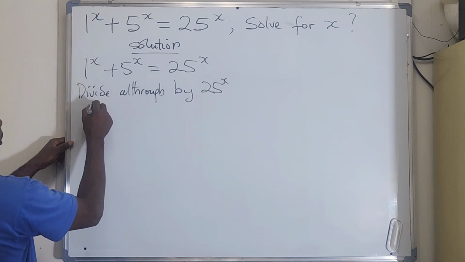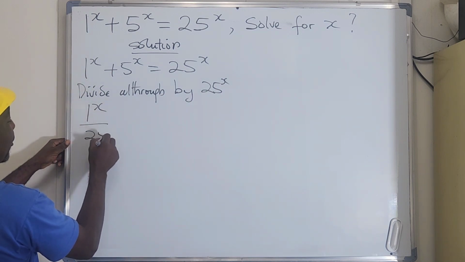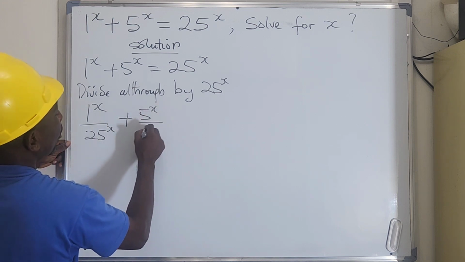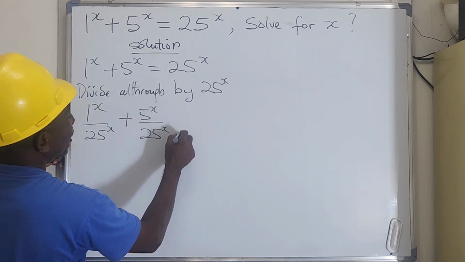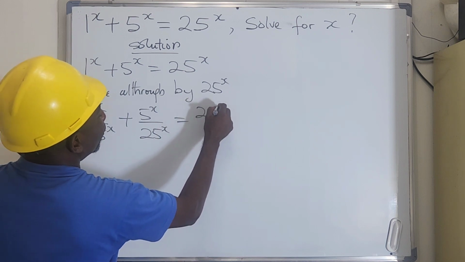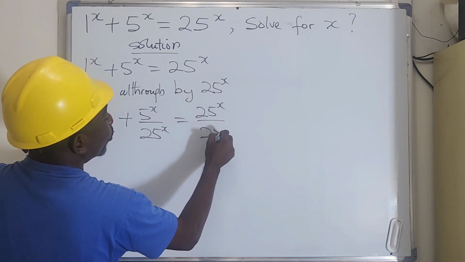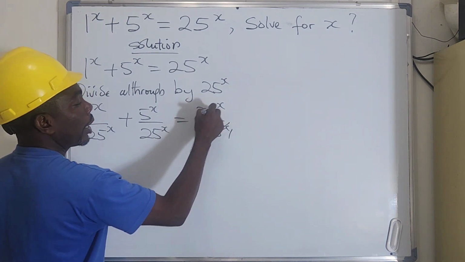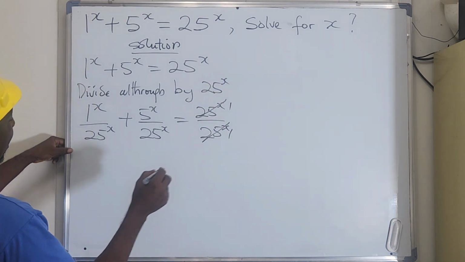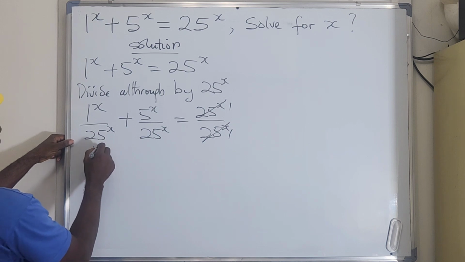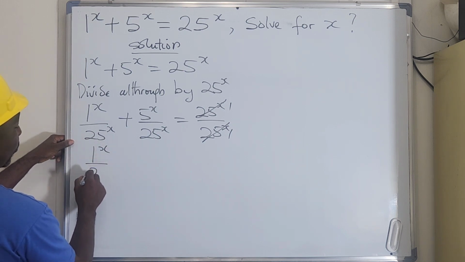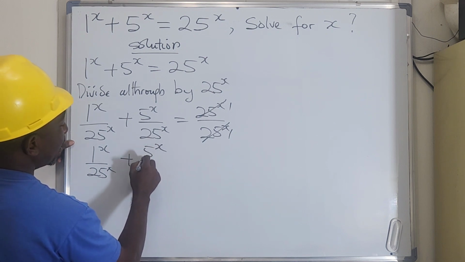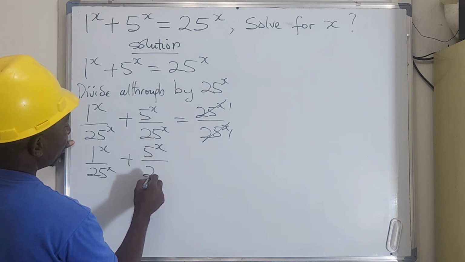So here we have 1 raised to the power of x all over 25 raised to the power of x, plus 5 raised to the power of x all over 25 raised to the power of x, equals 25 raised to the power of x all over 25 raised to the power of x. So in this case, this will cancel here, 1, and this will cancel here, 1. So we are now left with 1 raised to the power of x all over 25 raised to the power of x plus 5 raised to the power of x all over 25.